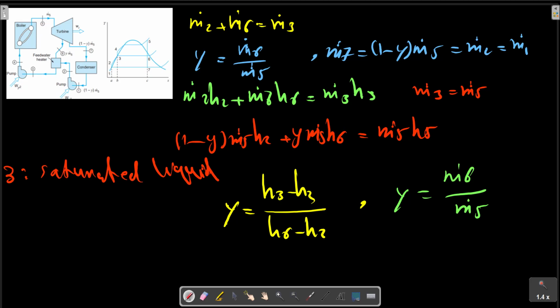The area 4, 5, C, B, 4 represents the heat transferred per kilogram of working fluid, Q in.